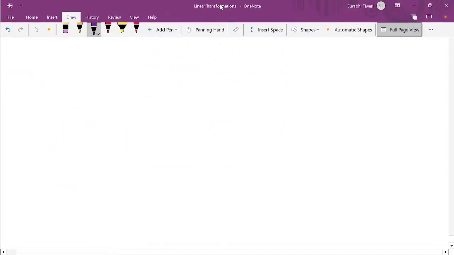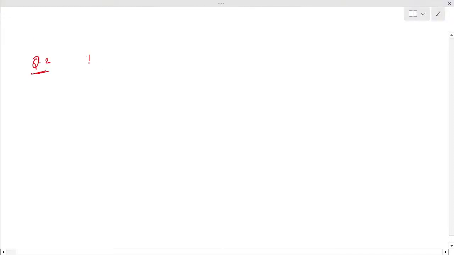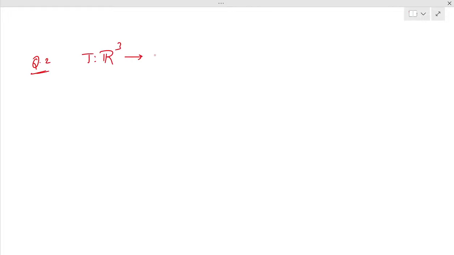Now let us do another question. Let us just do a few more questions and not many others. Let us try to see whether this forms an isomorphism or not. R cube to R square, T of x, y, z is equal to x plus y, plus z. Does it form a linear transform? Does it form an isomorphism? Just think about it.